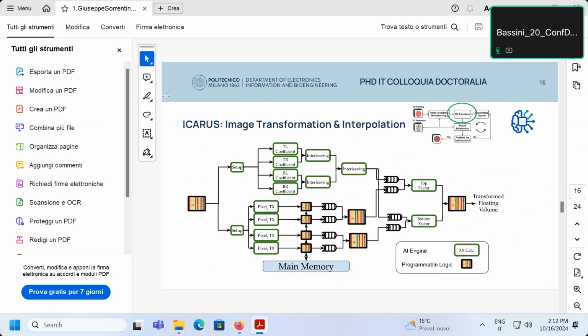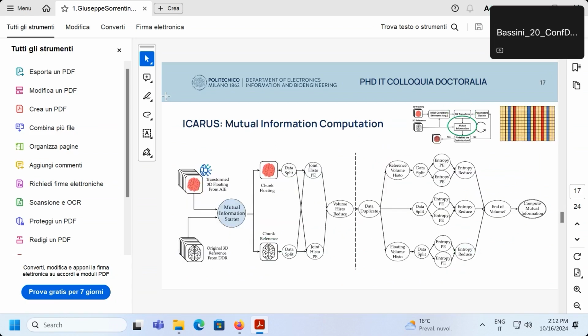Don't worry, I won't give too many details about this, but the idea is that I can transform the volume and I can give the volume to the programmable logic kernel that computes the mutual information.